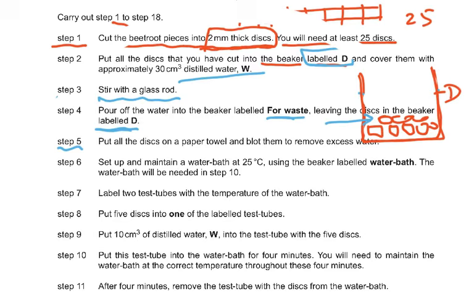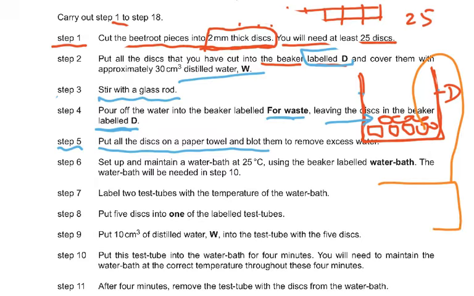Step 5. Put all the discs on a paper towel. Now all these discs go onto a paper towel, sort of a tissue paper, and blot them to remove the excess water. Blot means you just tap them very softly so that you remove the excess water. So now you have all the discs on this blotting paper or paper towel.